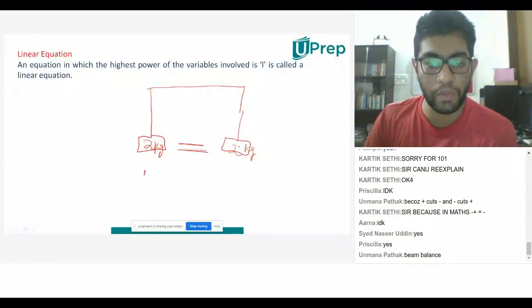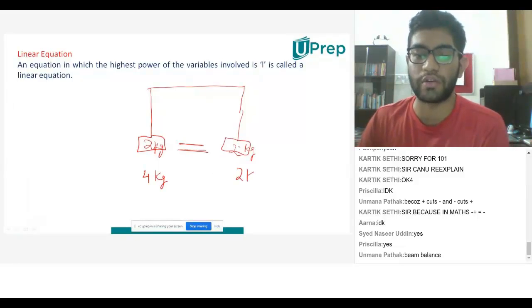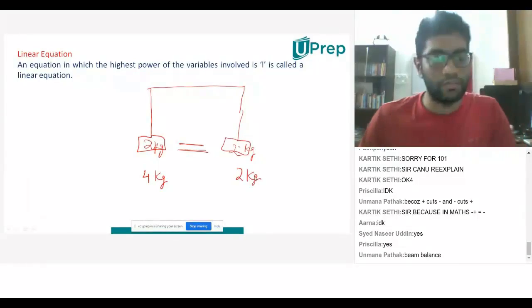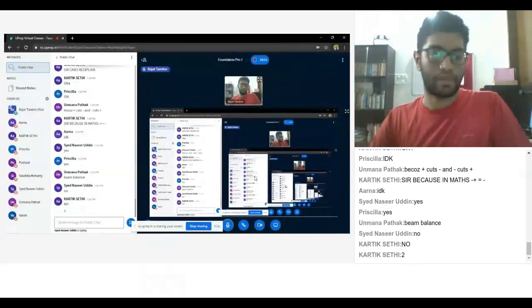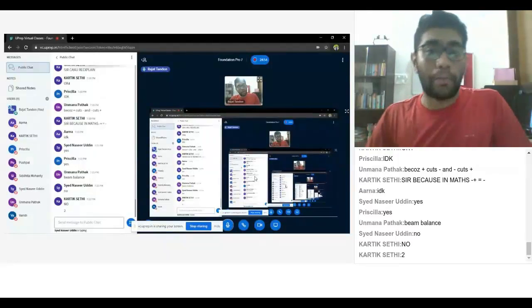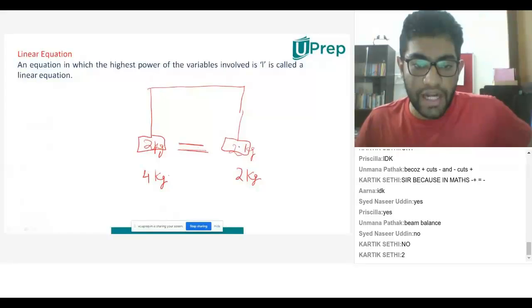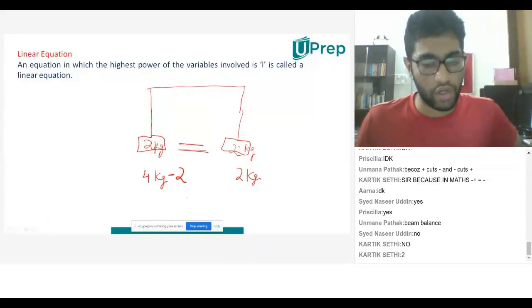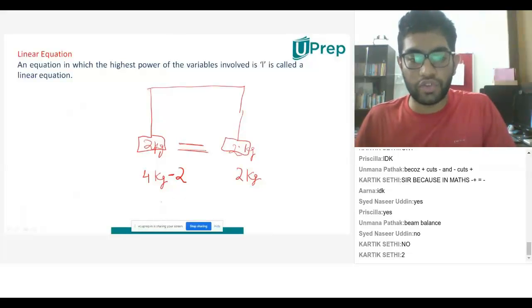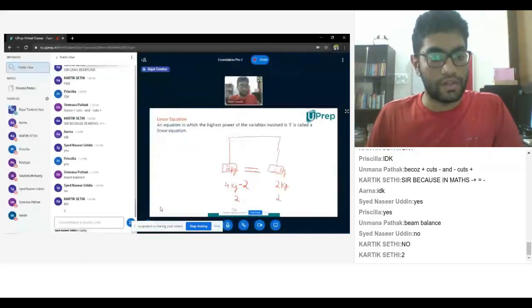Now, say if I have put 4 kgs here and I have put 2 kgs over here. Are they equal? Do they balance? Yes or no? No. So, in order to balance them, what am I supposed to do? If I subtract 2 kgs over here, it becomes 2 and it becomes 2. Correct? They balance now.